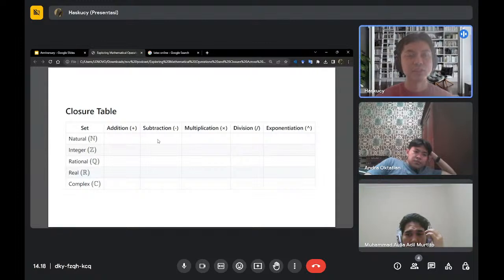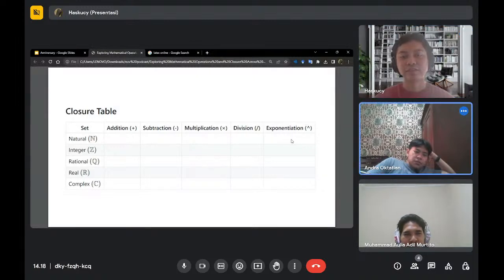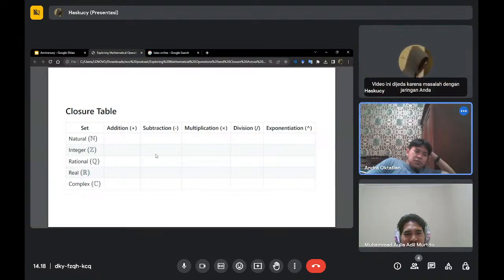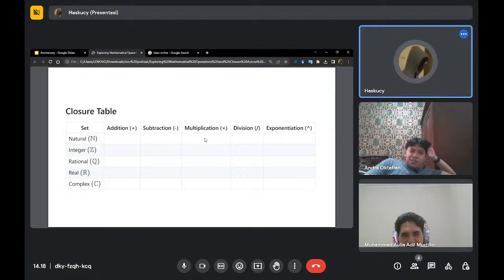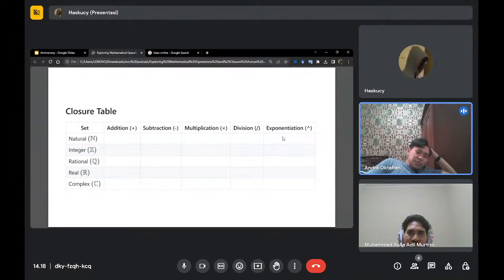Close. Subtraction, no, no, no, it isn't. Multiplication, yes, close. Division, no, not close. Exponentiation, like if a exponent by b, both of them are natural numbers, does it close? All right. So close, not close, close, not close, close. Yeah, maybe something like that.